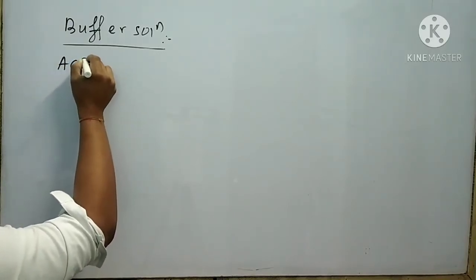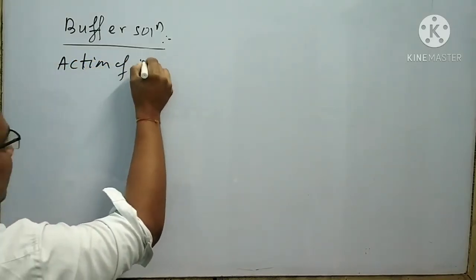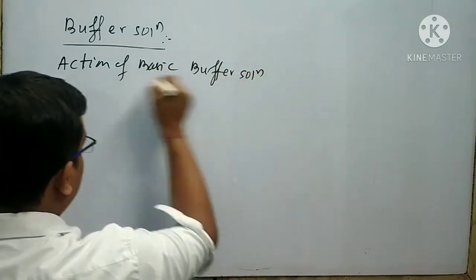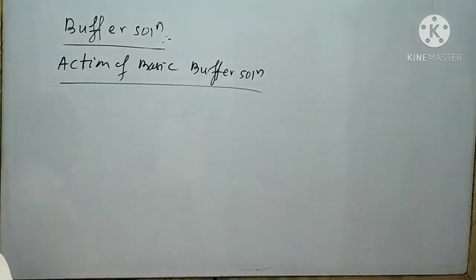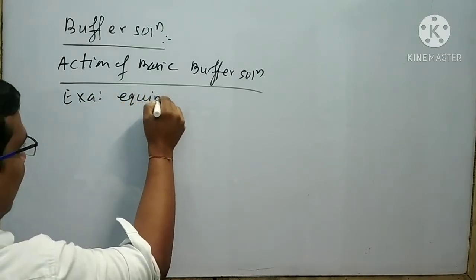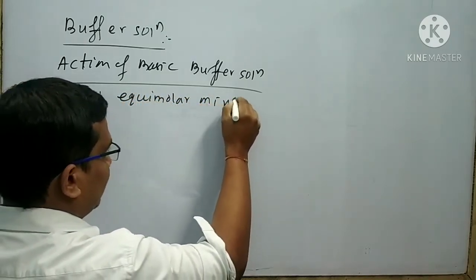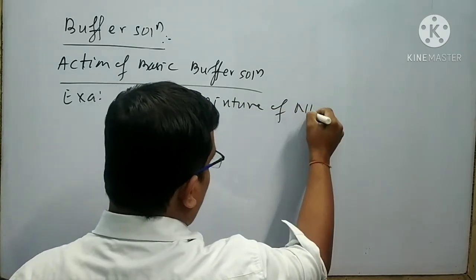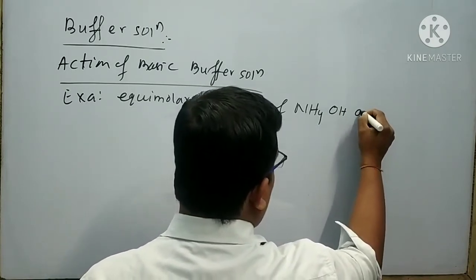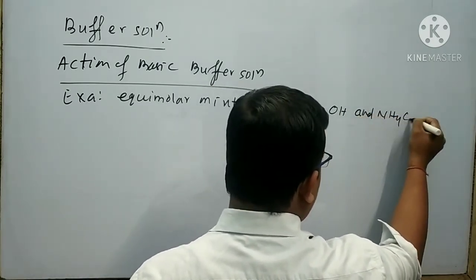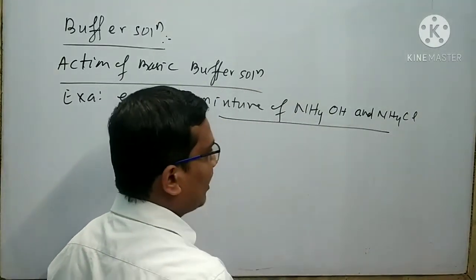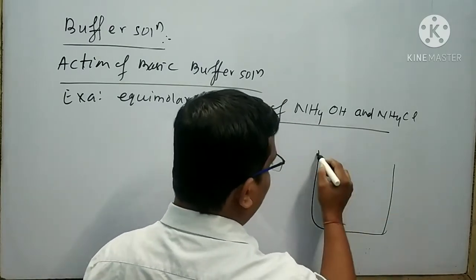Next, I want to explain the action of a basic buffer solution. Suppose we take a basic buffer solution, an equimolar mixture of ammonium hydroxide and ammonium chloride. When I take an equimolar mixture of ammonium hydroxide and ammonium chloride in a beaker, then what will happen?